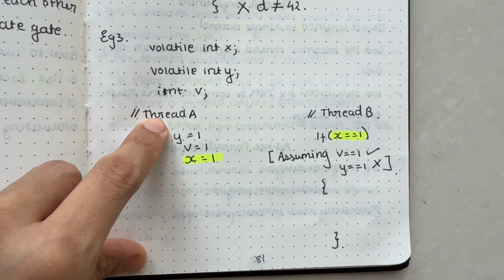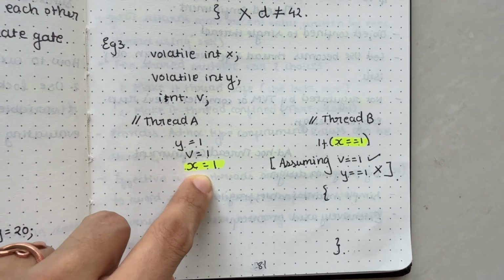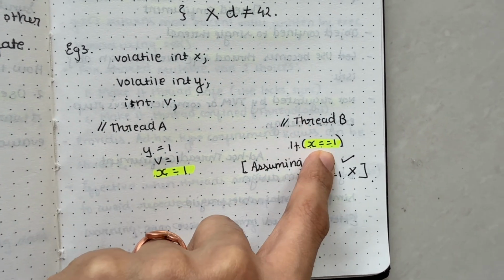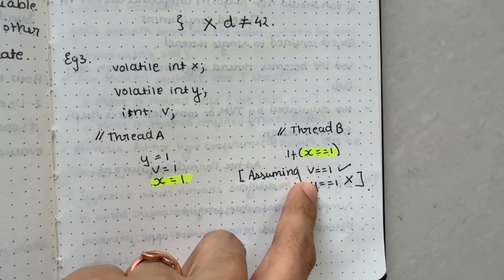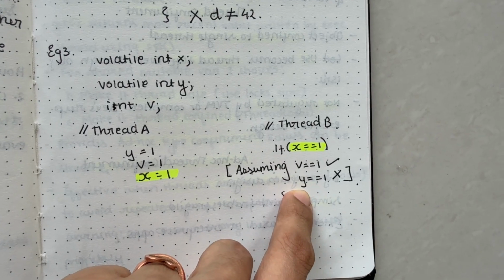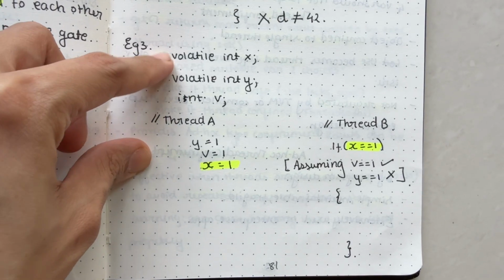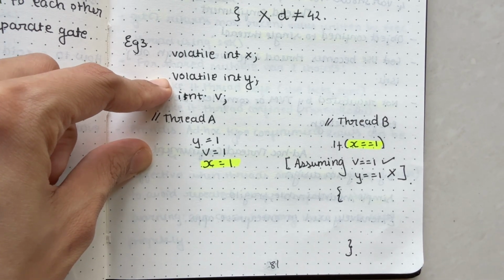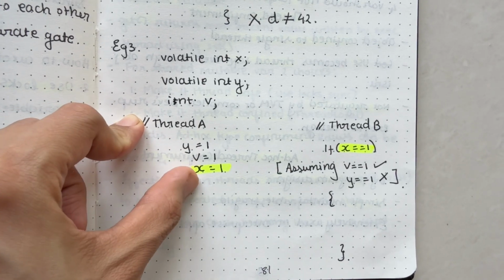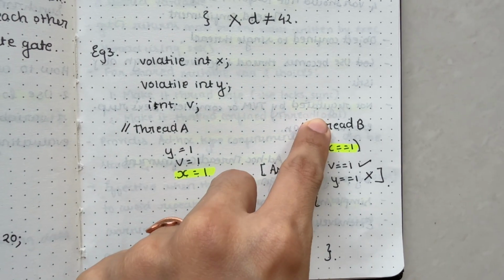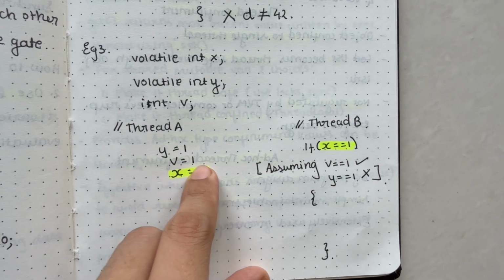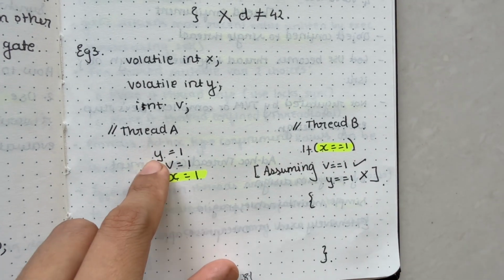So now let's look at another example where we have two volatile variables and a normal variable v. Thread A is setting all of them to 1 by setting x equal to 1 after y and v. Now it is assumed that when thread B reads x as 1, y and v will be 1 as well. But the assumption only holds good for v, which is a normal variable, but not for y, which is a volatile variable. That is because each volatile variable has its own visibility gate. So only the actions performed on non-volatile variables before a volatile write are visible to another thread after the volatile read. So v equal to 1 is visible over here, but not y because it is a volatile variable.